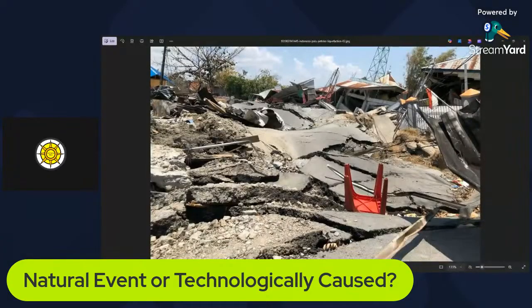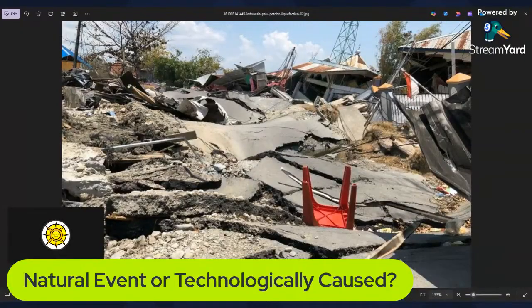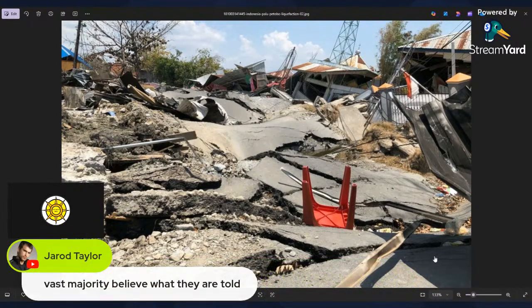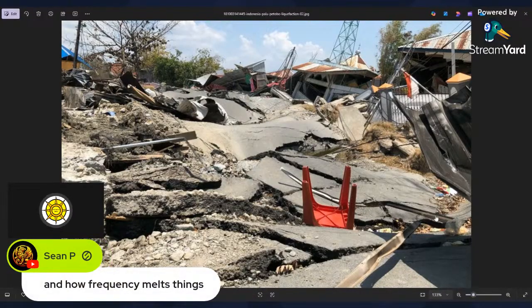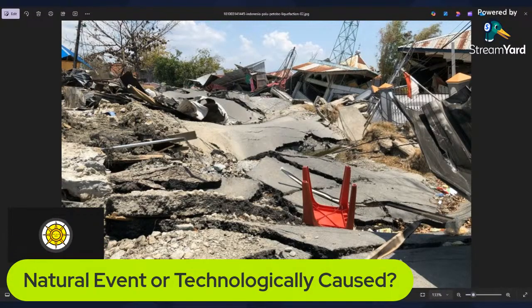And here you have it. Let me make sure you got this full image. So asking that question, is liquefaction a natural event or technologically caused? Well, scientifically, it's a natural event from earthquakes. Yeah, you're leaning ahead of me there, Sean, but that's fine. And how frequency melts things. Yes, keep that in mind. So is this a natural event or is this technologically caused? Well, here you have liquefaction, an example. All these buildings in this street completely reduced to nothing.